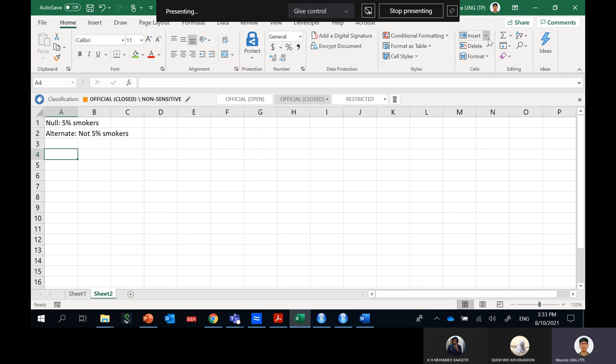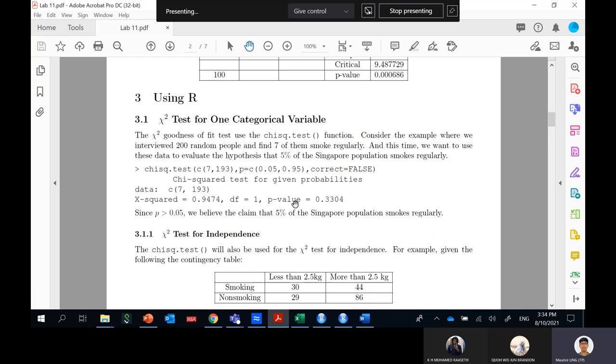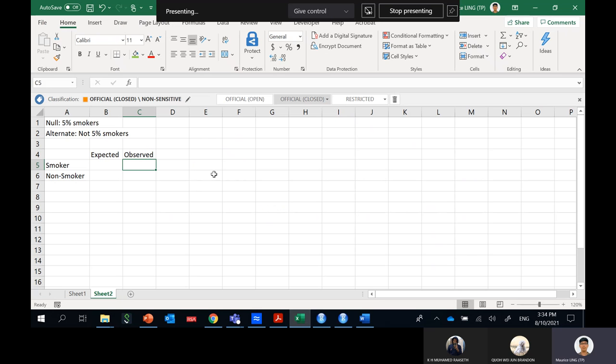So based on your data, you have your expected and your observed. So what will be the categories now? Remember, you need minimum 2 categories. So what are the 2 categories that you can give? Yeah, smokers and non-smokers. Okay. So your observed is actually given based on your survey. 7 of them smoke regularly. So how many of them smoke non-regularly or not smoking? 193.